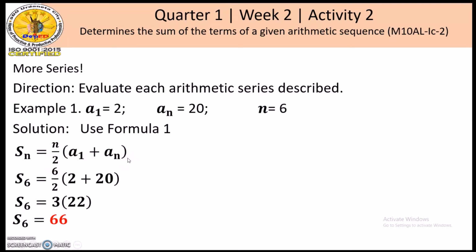So we have, by substitution, all the values of n would be substituted by 6, and your a1 would be substituted by 2, and your an would be substituted by 20. So we have 6 divided by 2, 3, and your a1 is 2, your a sub n is equal to 20, so we have 22. 22 times 3 is equal to 66.